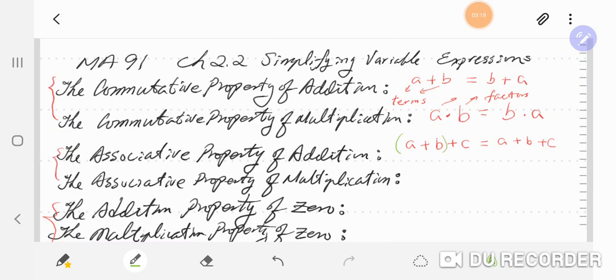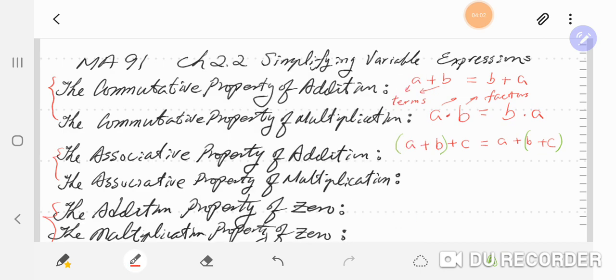There are three numbers you want to add. You can add the first two numbers, A plus B first, and then add C to the result. This is exactly the same as adding the last two instead: B plus C, and then add A to the result. This is the same. We call this the associative property. The order of A, B, C is exactly the same. What we do is change the grouping.